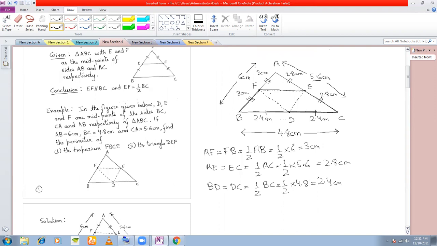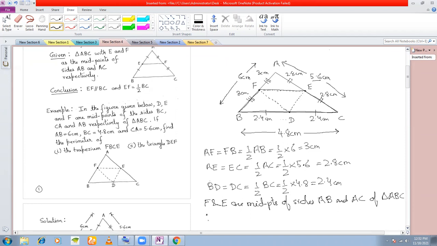Now see, F and E are midpoints of the sides AB and AC. So F and E are midpoints of sides AB and AC of triangle ABC. Therefore, what can you say? We can say FE is parallel to BC, right? And what else can we say? FE is equal to half of the length of BC by midpoint theorem.